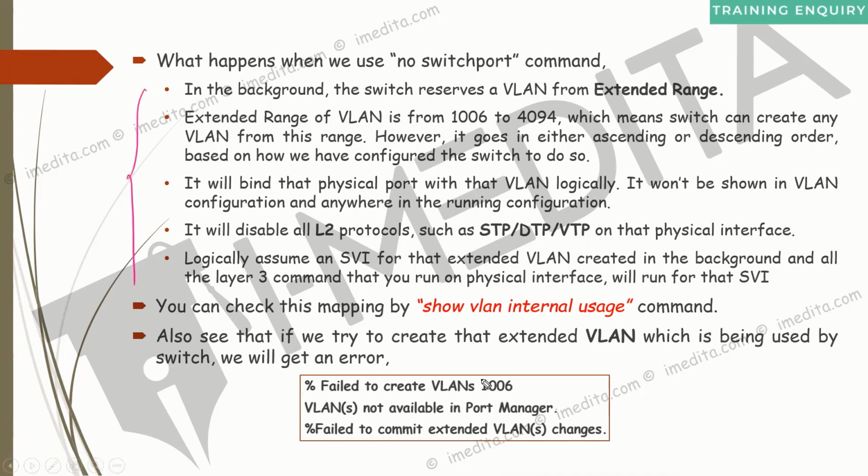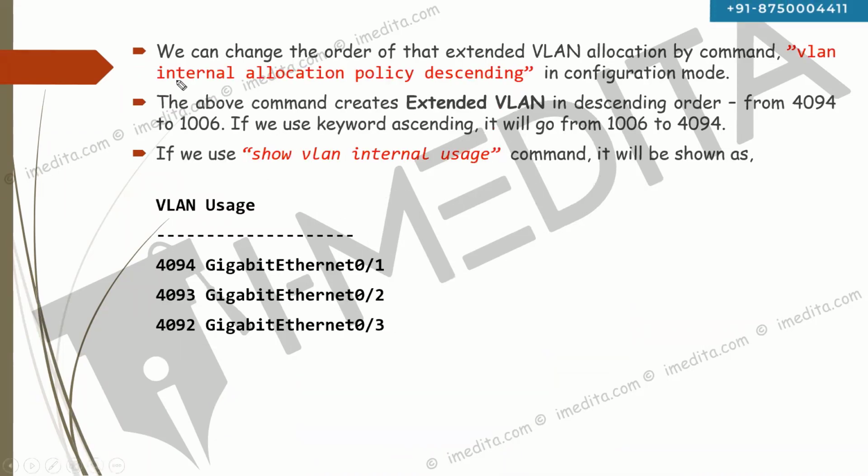You can use the command show VLAN internal usage to check what VLANs are being used for internal purposes. If you try to create that VLAN, it will throw the error that the VLAN does not exist, and vice versa. If you have configured that VLAN, then the switch is not going to use that VLAN for internal purposes. So either you can use it, or the port manager is going to use it for internal purposes.